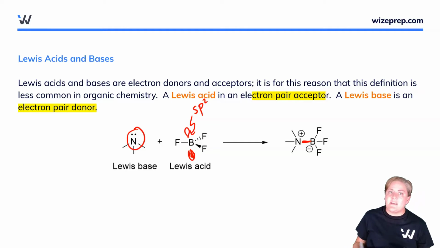So, three main definitions: Bronsted Lowry about proton exchange, Arrhenius about proton or hydroxide donation, and Lewis acid and Lewis base about electron sharing between donors and acceptors. You should be comfortable both with providing a definition and recognizing the chemistry of all three types of reactions.